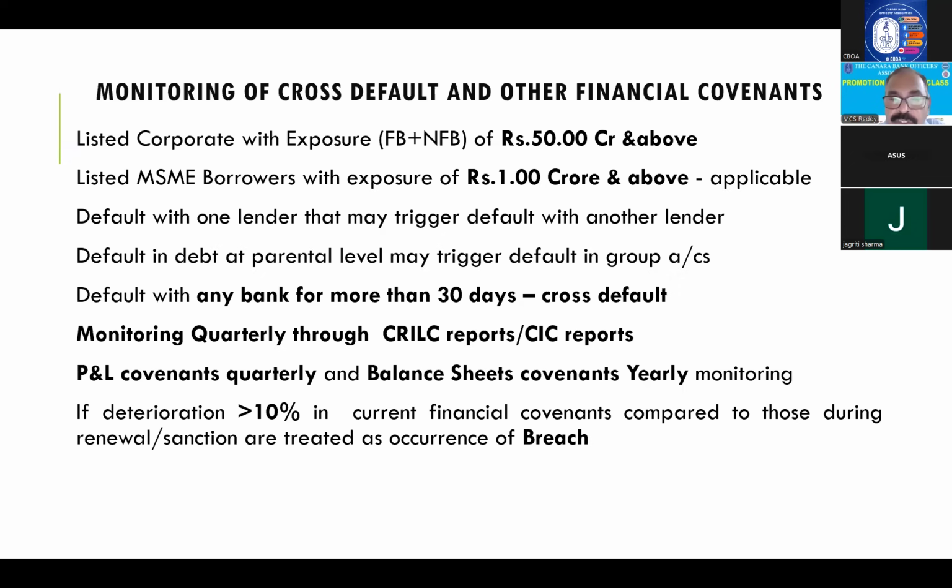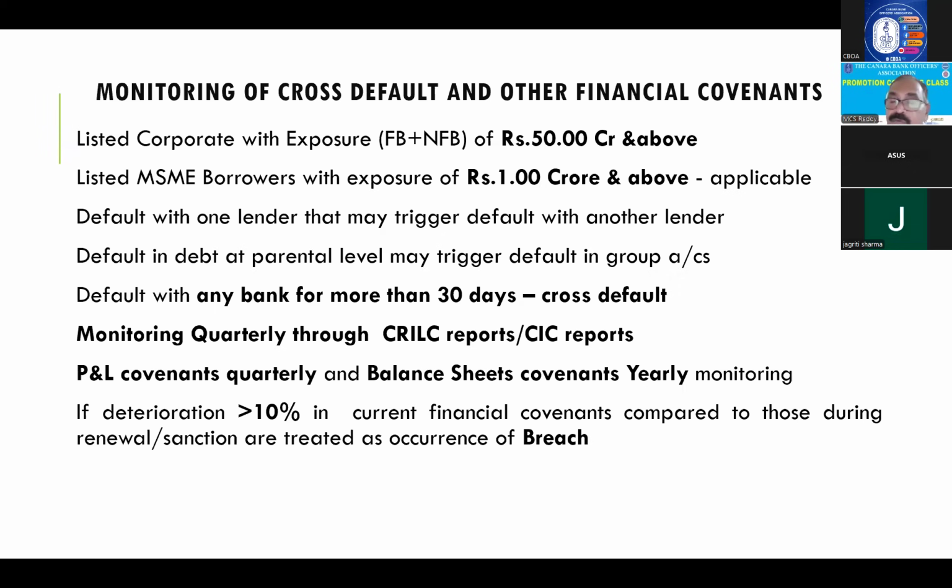What is this cross default? Default with one lender that may trigger default with another lender. If one banker's account is becoming NPA, the other bank's account may also become NPA shortly because the party is facing some problem. This is what we call cross default. Default in debt at parental level may trigger default in group accounts also.